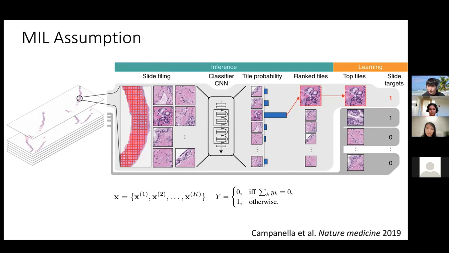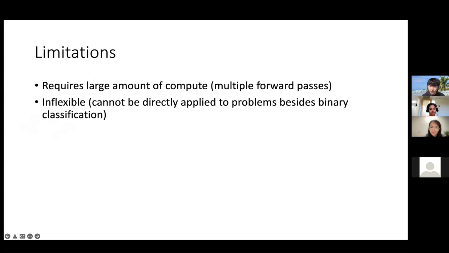The folks who were at MSK at the time did a very large scale study following this assumption. And the way they trained their model is to classify tumor versus non-tumor. They first make a prediction for each and every single tile on a slide, and then they take the tile with the highest predicted probability for tumor as a prediction for the slide. Some limitations: the way they implemented it requires a large amount of compute because you're taking multiple forward passes during training, and it's inflexible in a sense, like you can't directly apply the multiple instance learning assumption to problems besides binary classification.